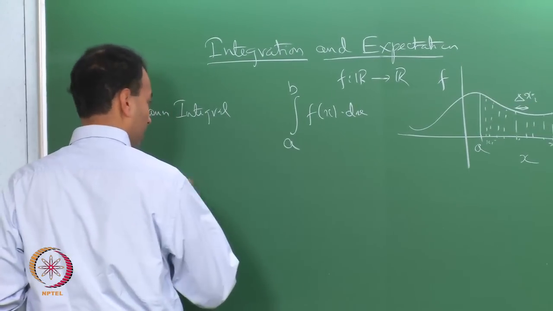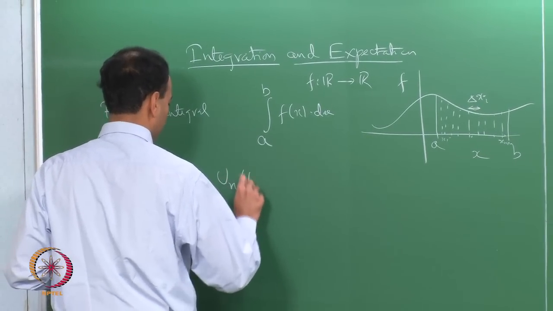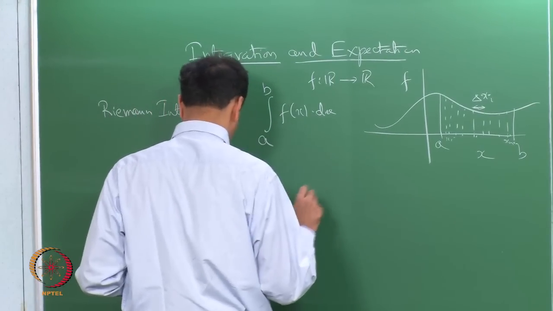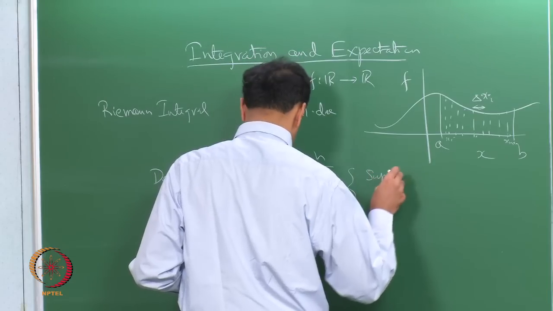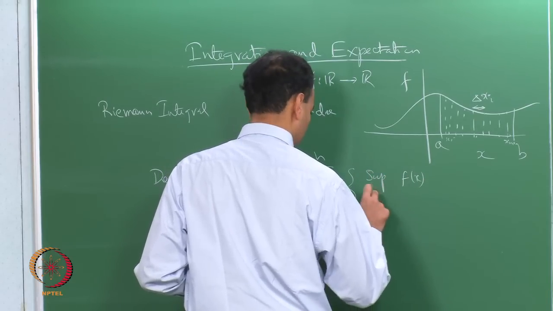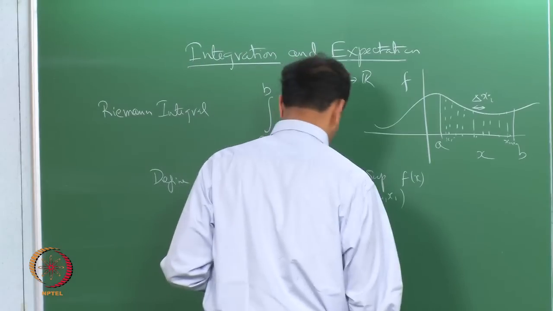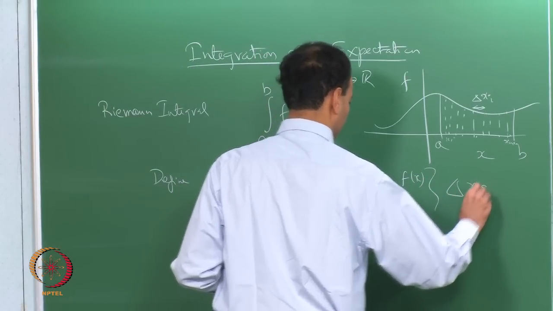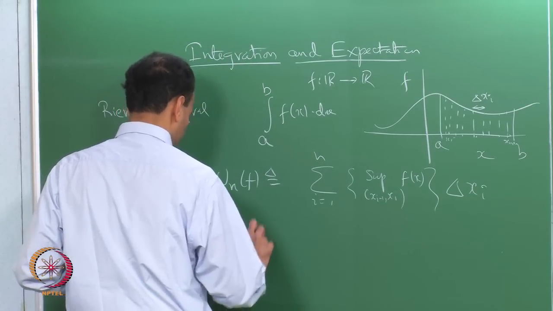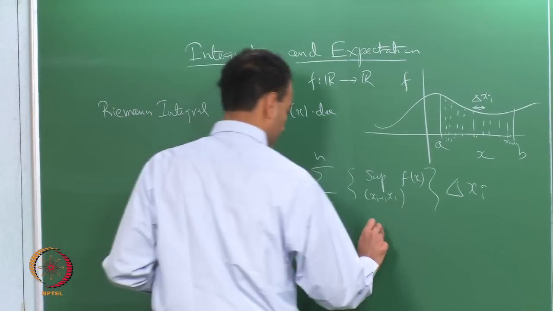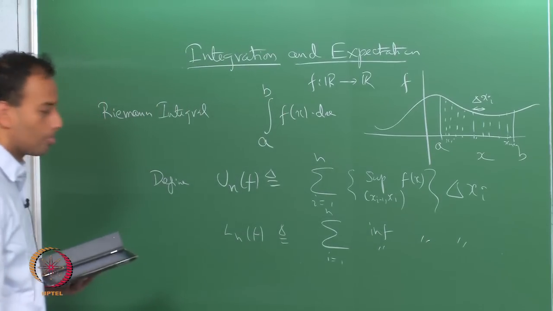So you define u n of f is equal to the sum over I equals 1 to n of the supremum of f of x over this interval, times delta x I, where delta x I is simply x I minus x I minus 1. So you define that, and then you define l n of f as the same thing with an infimum of the same thing.